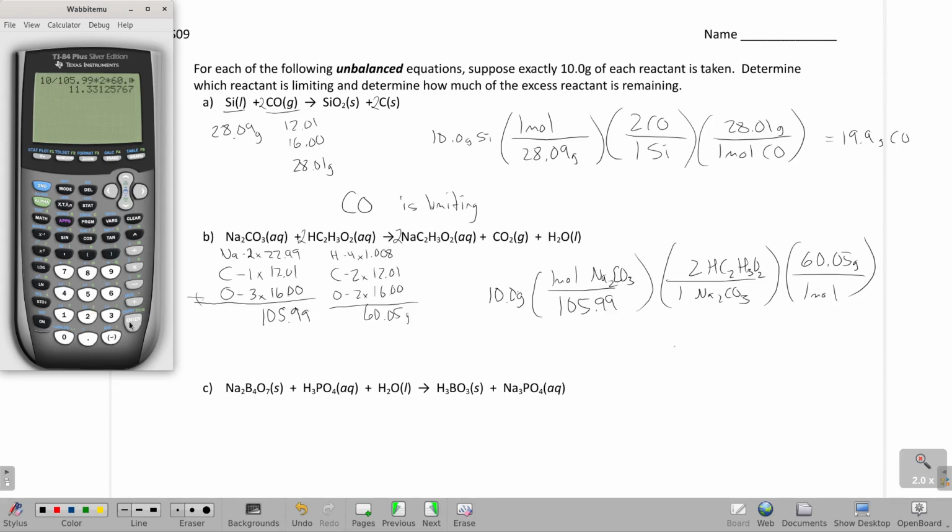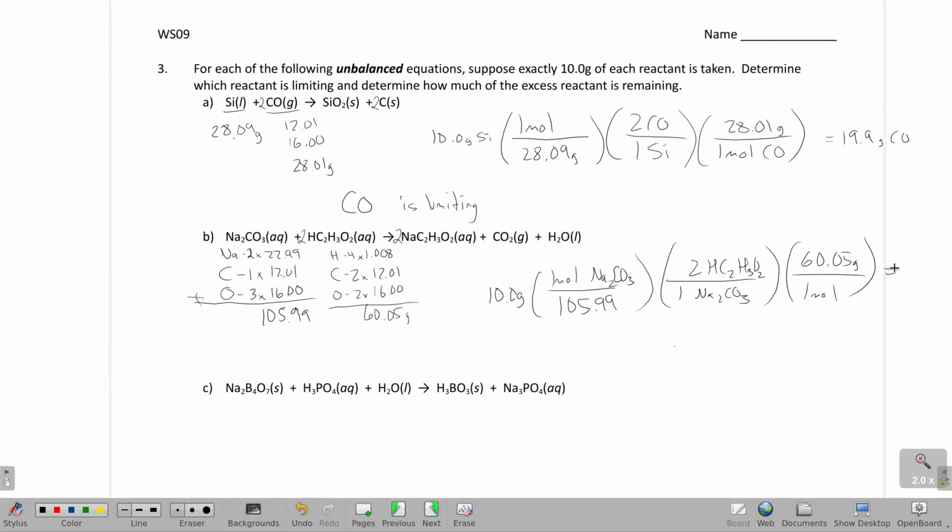I see that that would be 11.33 grams. That is more than 10, so our 10 is limiting. The 10 is limiting of the acetate because we would need 11.3 grams to use up all 10 grams of the sodium carbonate. So our limiting reactant is the vinegar.